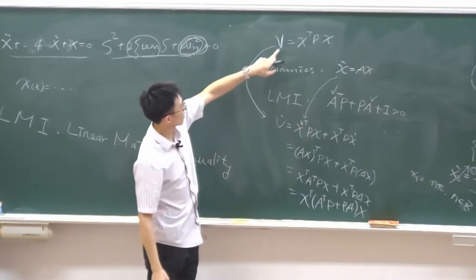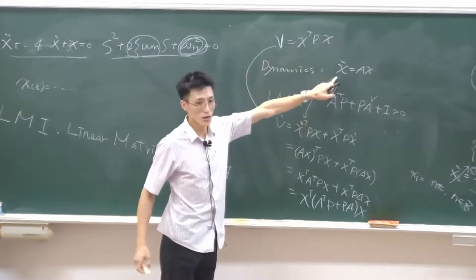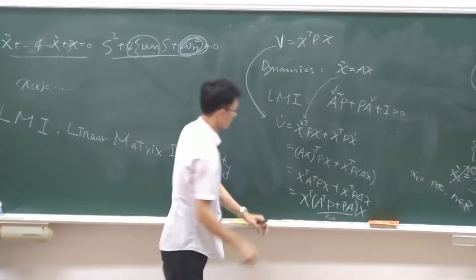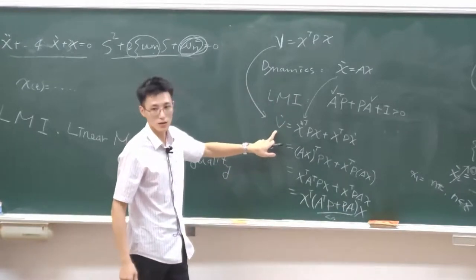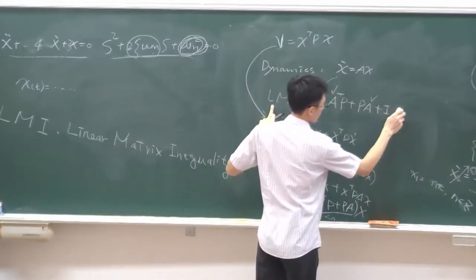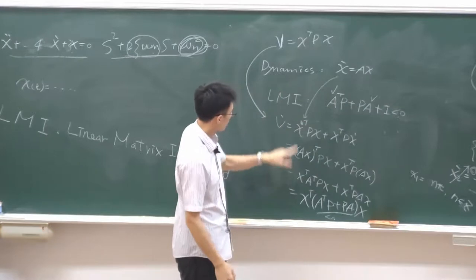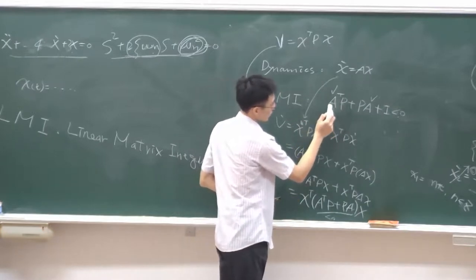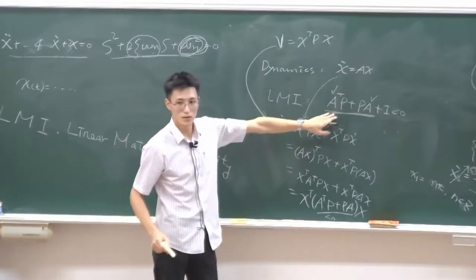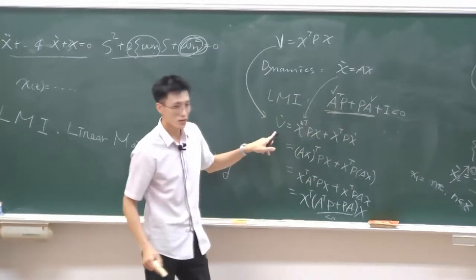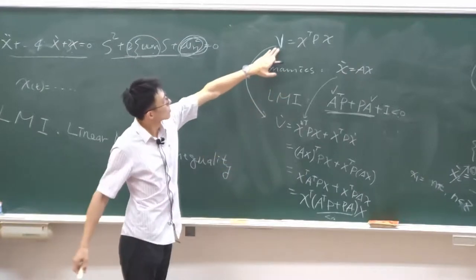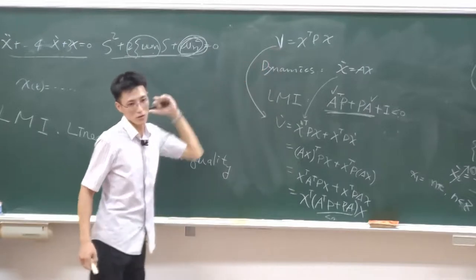Right? You take the time derivative and substitute these dynamics, and you get this. And if this is negative definite, V dot is negative definite, right? So this LMI is trying to find a P, given A, such that this is negative. Do you understand? Because if this is negative, V dot is negative definite. So in this case, this Lyapunov function can be computed using LMI.